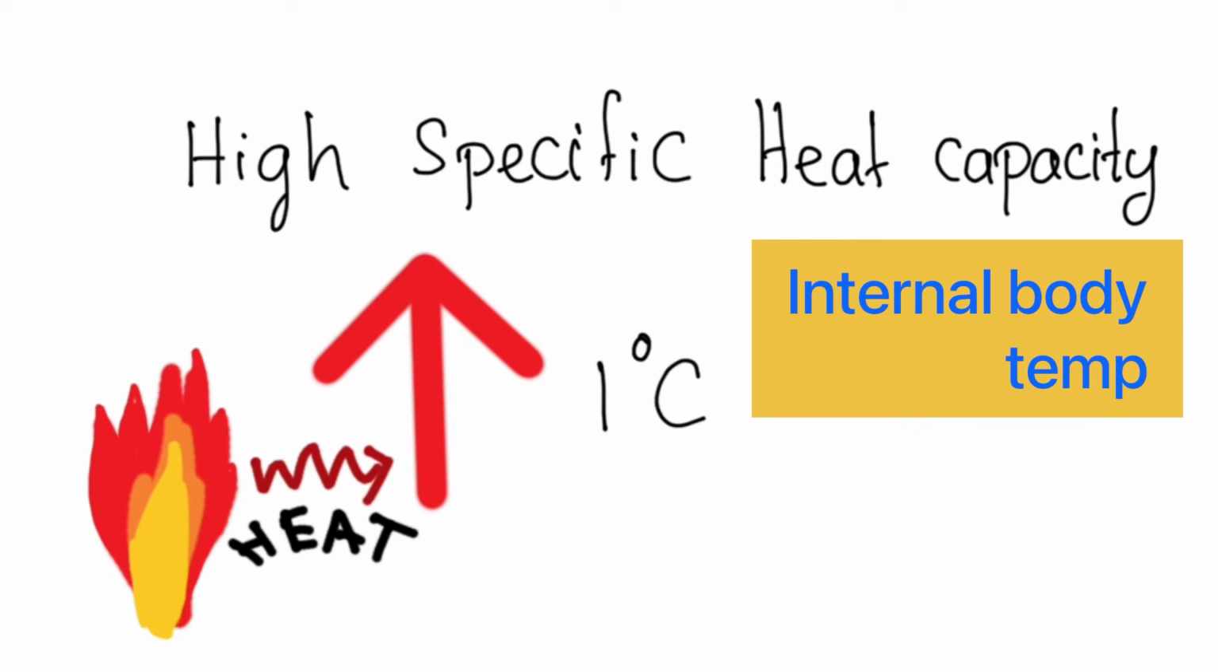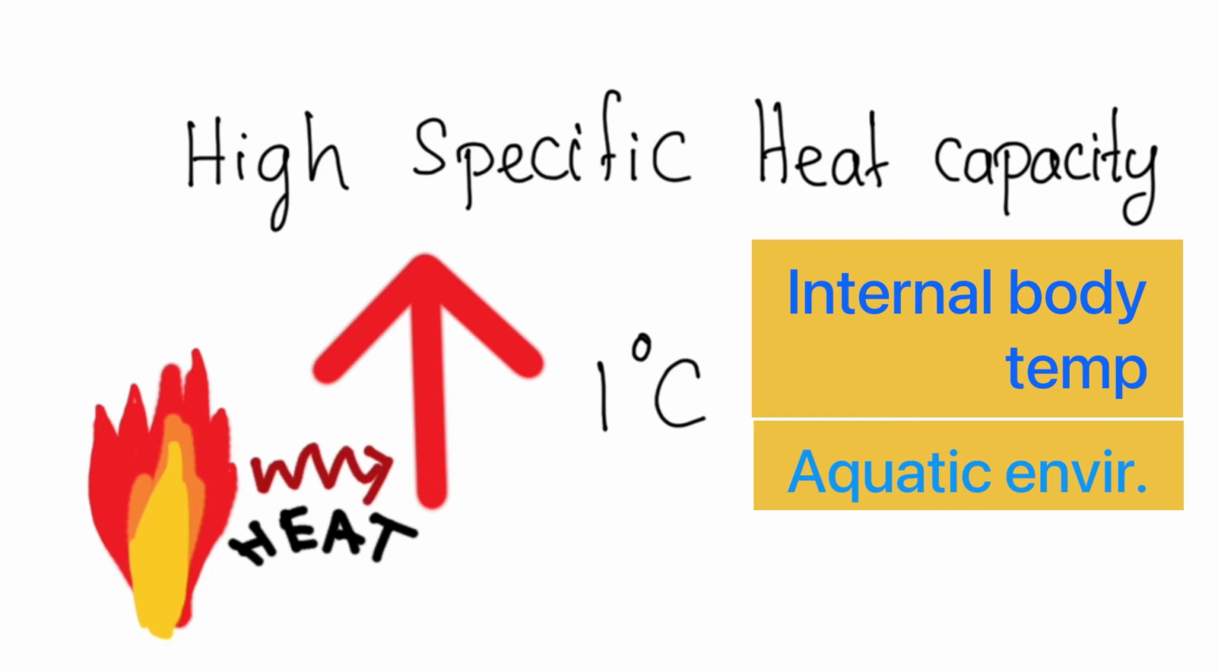So the body temperature fluctuations are limited because of this high specific heat capacity of water, because water is the major medium inside our body. A majority of our body consists of water. We earlier discussed that about 70% of our body content is water. And not only that, for the organisms that live in aquatic environments, the environmental temperature can be kept constant because of that property.